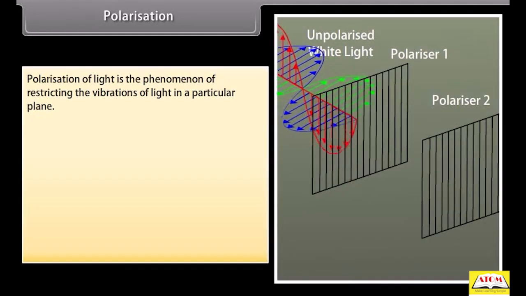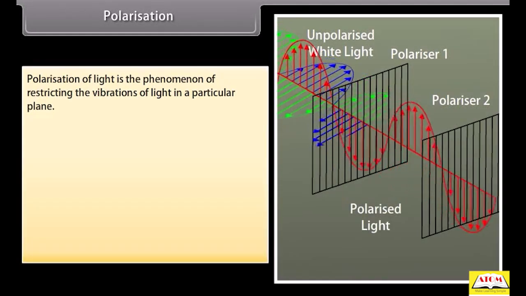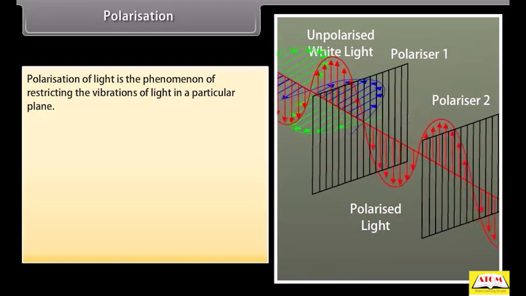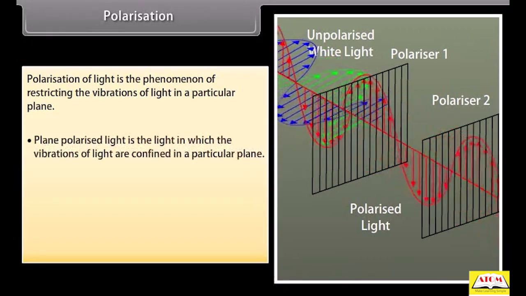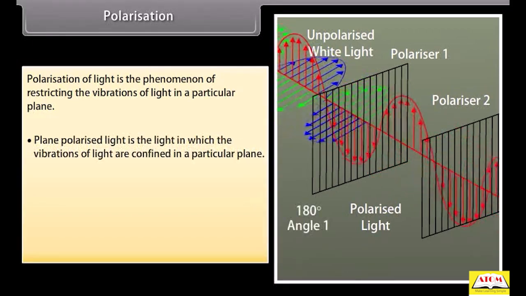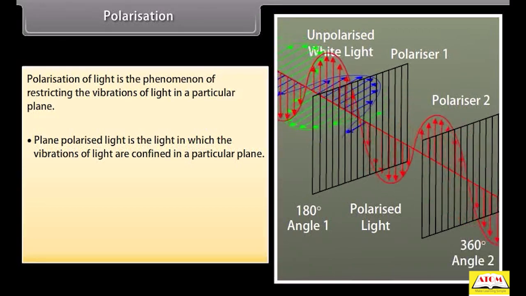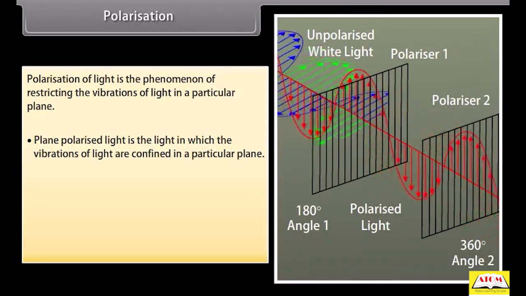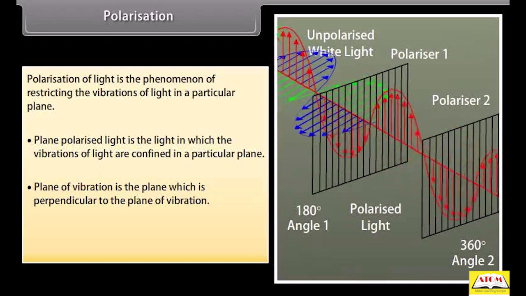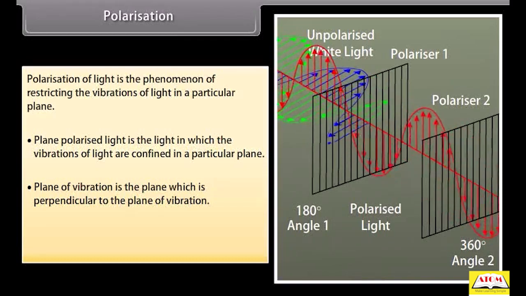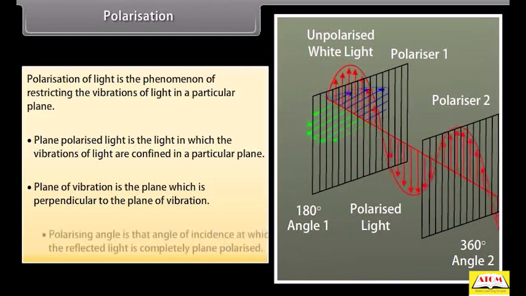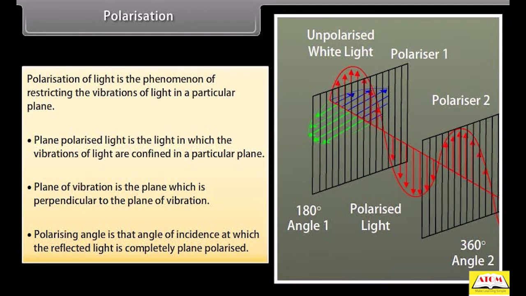Polarization. Polarization of light is the phenomenon of restricting the vibrations of light to a particular plane. Plane polarized light is light in which the vibrations are confined in a particular plane. The plane of polarization is the plane which is perpendicular to the plane of vibration. Polarizing angle is that angle of incidence at which the reflected light is completely plane polarized.